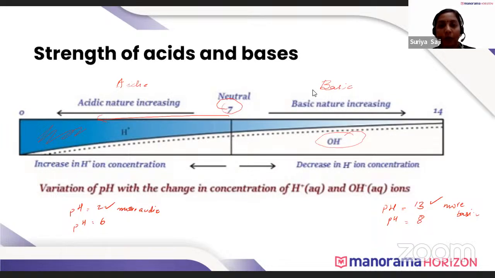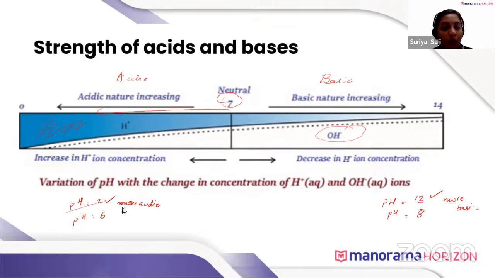Examples. If you are getting a solution of pH 2, that solution is more acidic compared to a solution having pH 6. For example, nitric acid with pH, suppose it will be roughly 1 point something, it will come 1.2 or something. At the same time, acetic acid will have a pH of 4.8 something.